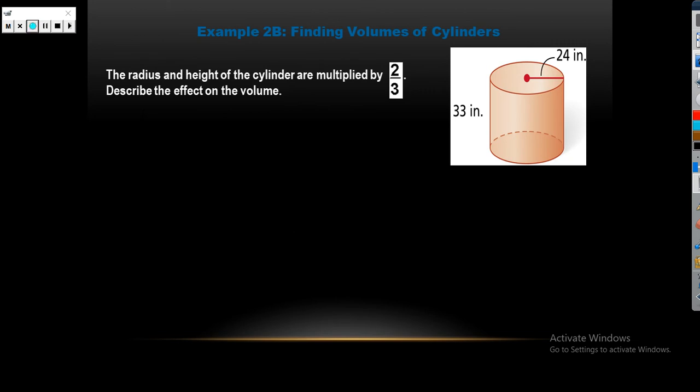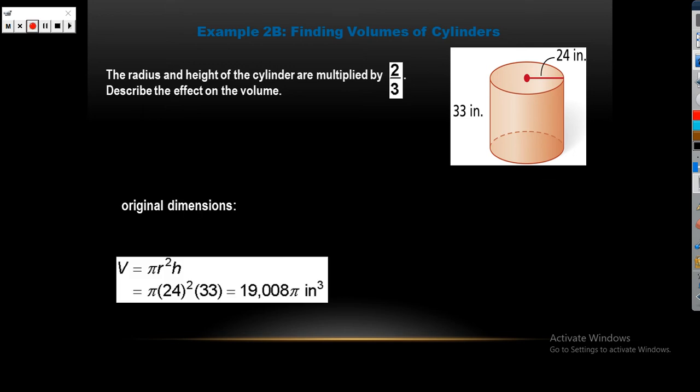Describe the effect on the volume. So we solved this like 20 million times last semester, okay? First I need to find the original dimensions and then I need to multiply the dimensions by 2 over 3. The original dimensions, I have the radius is 24 and height is 33. And if I multiply them by 2 over 3, I'm gonna have this.